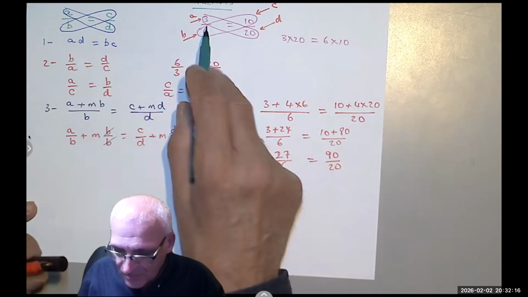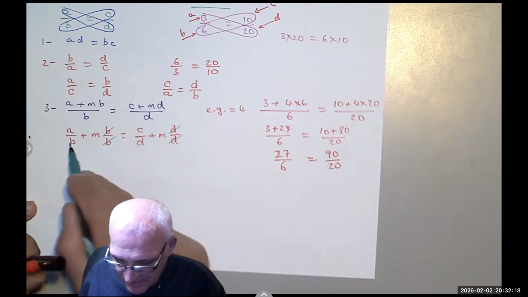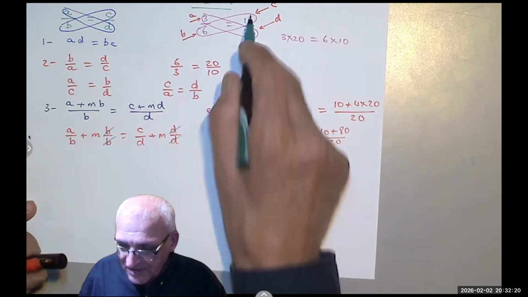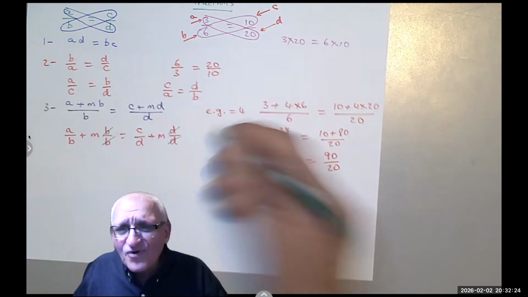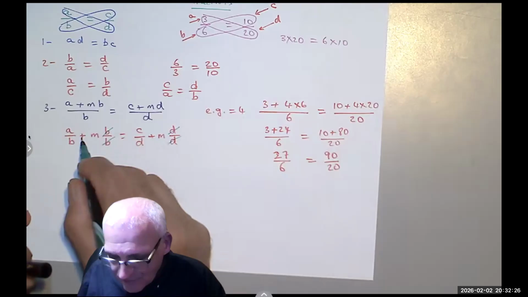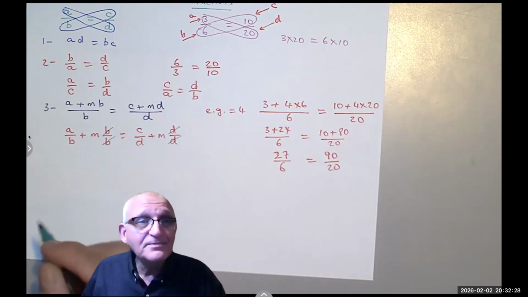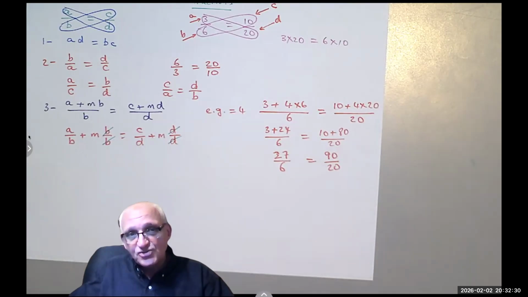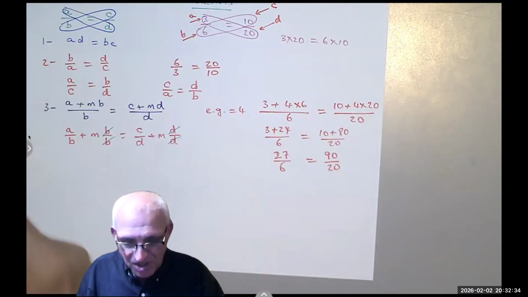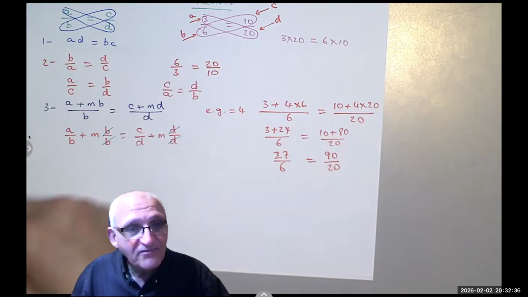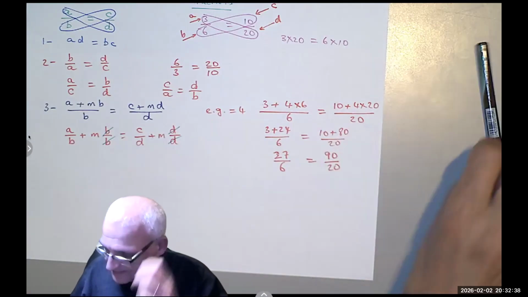Notice A over B was 1/2: 1/2 plus 4, but C over D is also 1/2 plus 4. So of course, if I add or subtract multiples of the denominator to or from the numerator, I don't change the equality or the equivalence of the fraction.